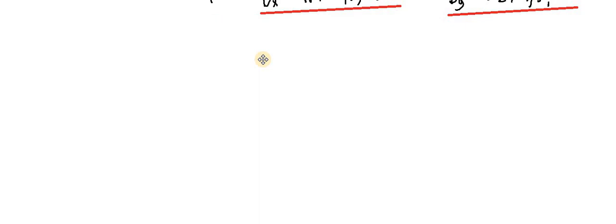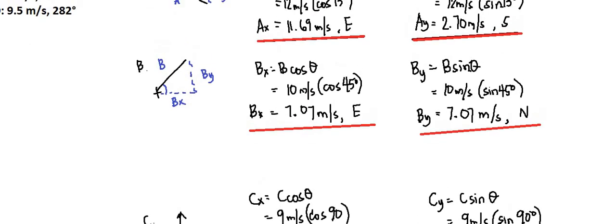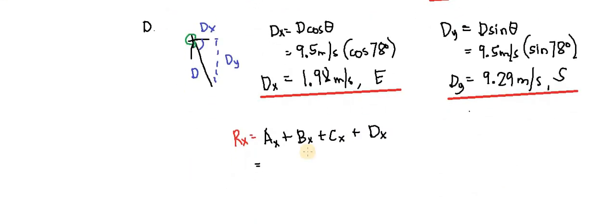Okay, for our R, let's have our R sub X. Okay, so here R sub X is equal to, let's use this, we have here your A sub X plus B sub X plus C sub X plus D sub X. Okay, let's get the value from above. So we have here 11.69 meter per second, and that's east, so therefore that's positive. Okay, 11.69.